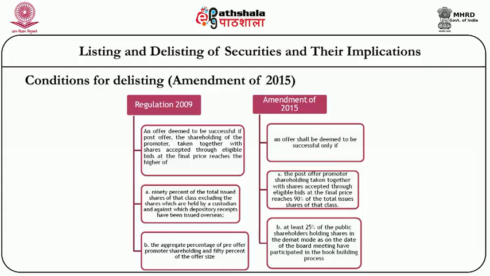In the 2015 amendment, an offer shall be deemed to be successful only if the post offer promoter shareholding taken together with shares accepted through eligible bids at the final price reaches 90% of the total issued shares of that class, and at least 25% of public shareholders holding shares in the demat mode as on the date of the board meeting have participated in the book building process. So, you see that these conditions have now been made more strict depending upon the promoter's shareholding as well as the participation of the public shareholders in the delisting process. So, these are the changes which are proposed by the new amendment made in 2015.